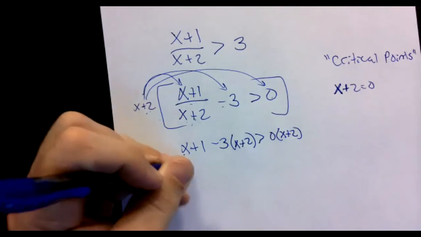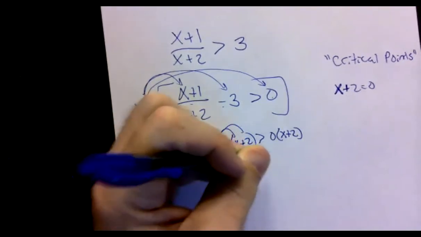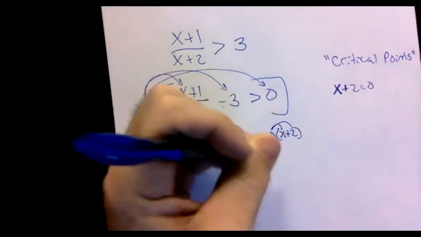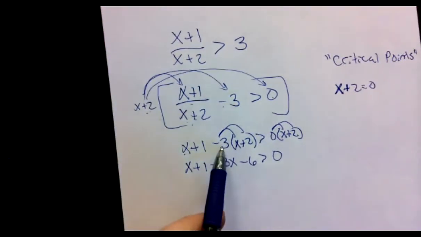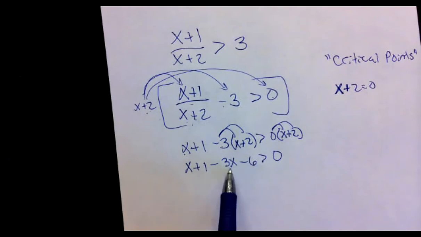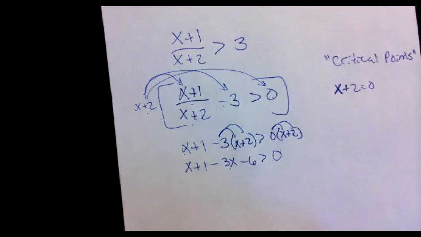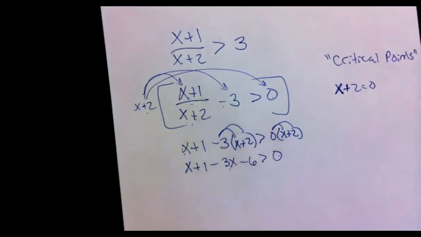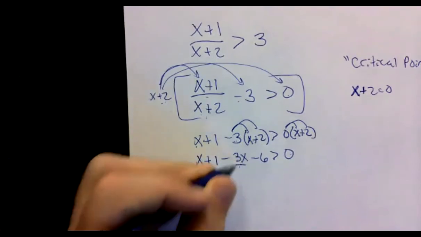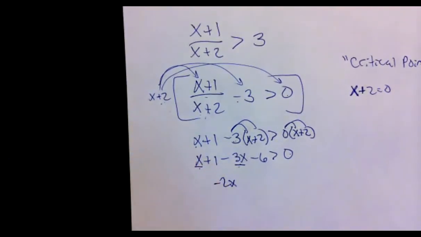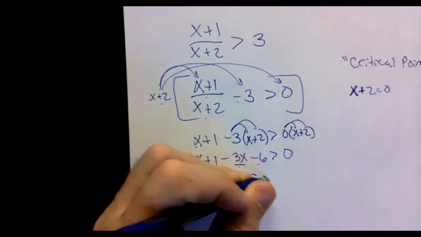Work this out. Distribute. We distribute that negative 3. Negative 3 times x is negative 3x. Negative 3 times 2 is negative 6. And then 0 times anything is 0. Combine like terms: 1x minus 3x is negative 2x, and 1 minus 6 is negative 5.